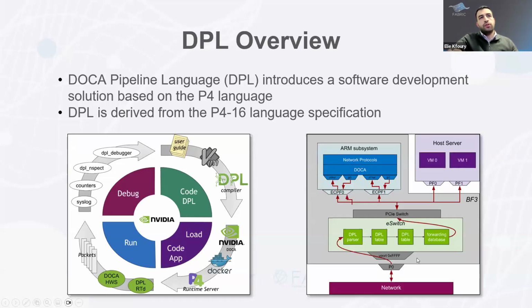Now, on the Bluefield 3, we have the ARM subsystem, so that's where your ARM cores are. But we also have this E-switch, the embedded switch. The P4 code that you write and the DPL compiler is going to generate the parser, the table, and the deparser, and it's going to be mapped to the ASIC. So this is ASIC based on the E-switch, meaning that you're going to get line rate performance here.